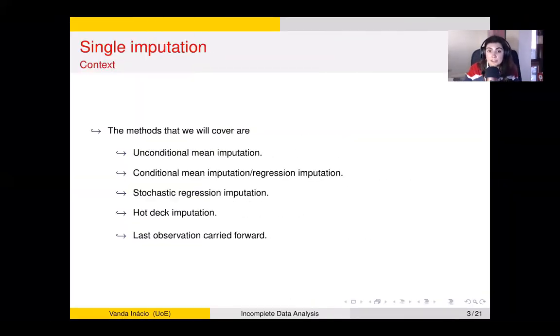We will cover several single imputation methods, and basically we will learn about unconditional mean imputation. Then we will learn about conditional mean imputation or regression imputation, which is an improvement of unconditional mean imputation. Then we will learn about stochastic regression imputation, which again is an improvement of conditional mean imputation. And unrelated, we will learn about hot-deck imputation. And lastly, and also unrelated, we will learn about a method called last observation carried forward, and this is a method that is particular to longitudinal or time series data.